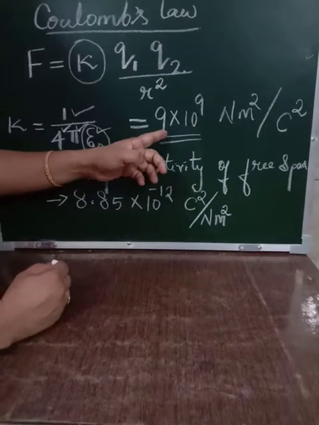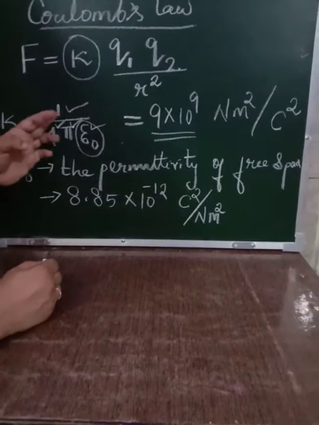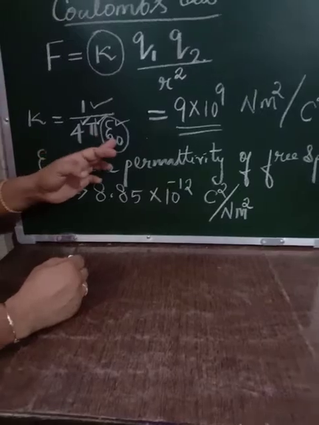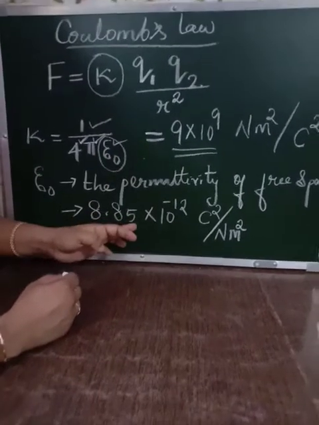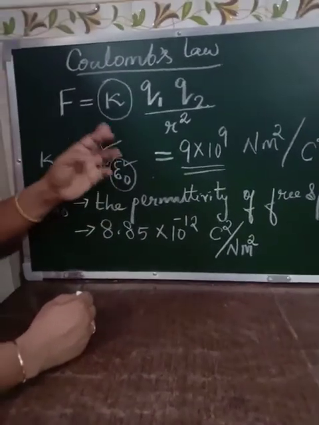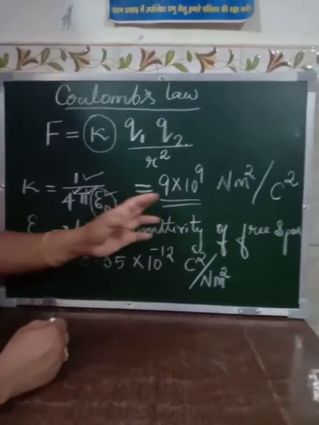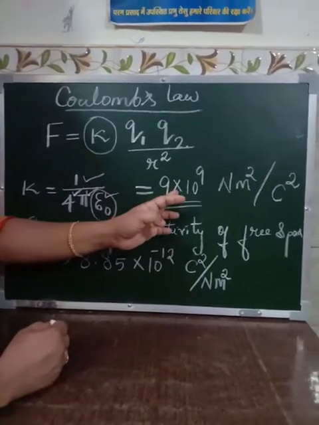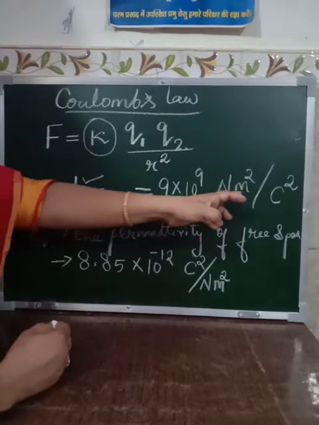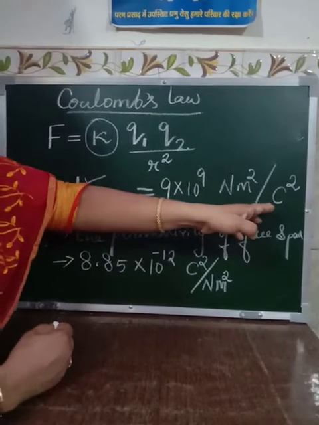How are we getting this value? I told you that 1 by 4 pi, in the place of epsilon naught we can substitute this value. So after solving this, we will get the value as 9 into 10 raised to 9 Newton meter square upon Coulomb square. This is the unit.